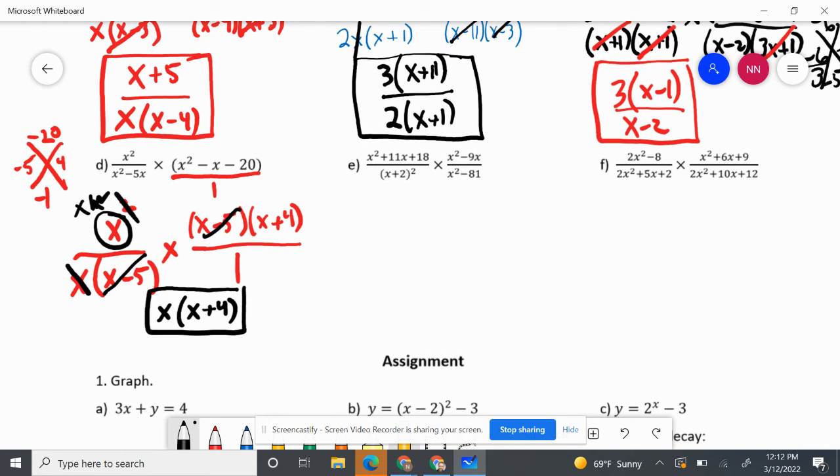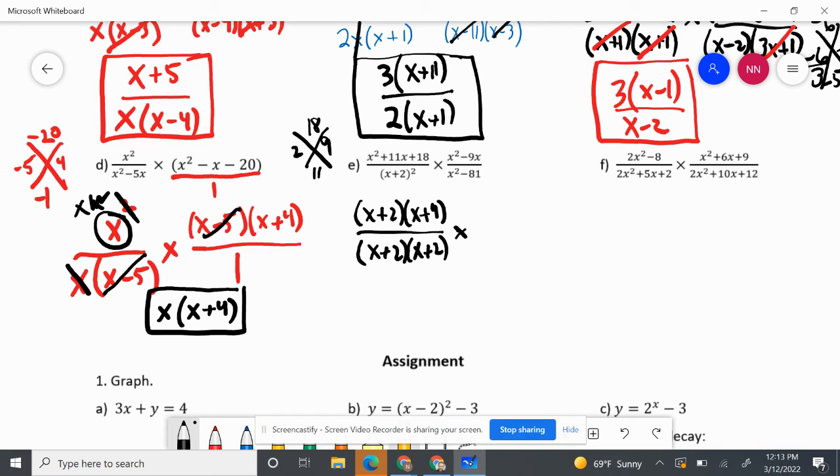For the next one, we're going to do some more factoring. We have a trinomial. 2 numbers that multiply together give us 18, add up to 11. And that would be 2 and 9. So we have x plus 2 and x plus 9. And then the x plus 2 squared, that would be just the same thing as x plus 2 and x plus 2. I like to write it out just so I know if I cancel something, I don't get lost.